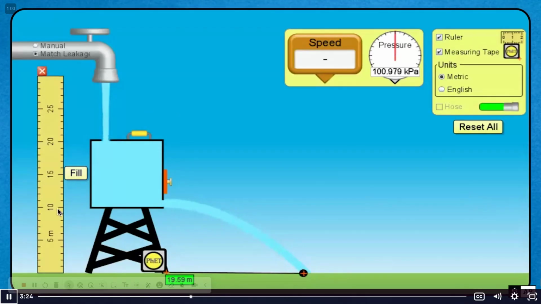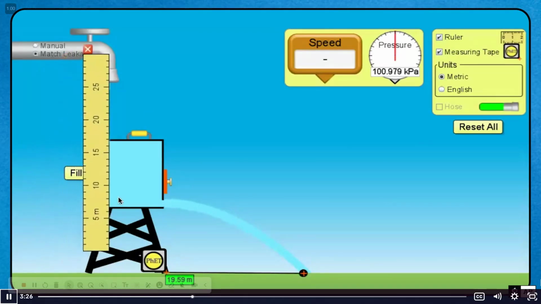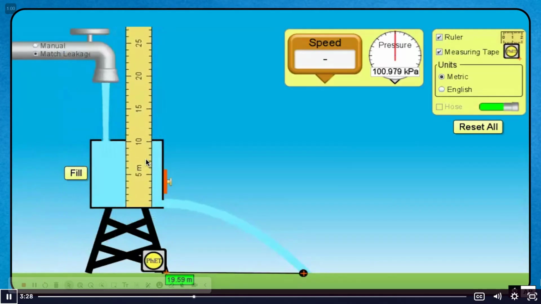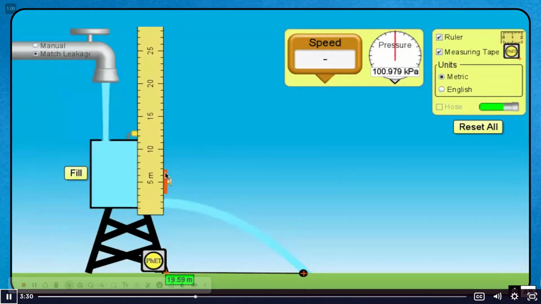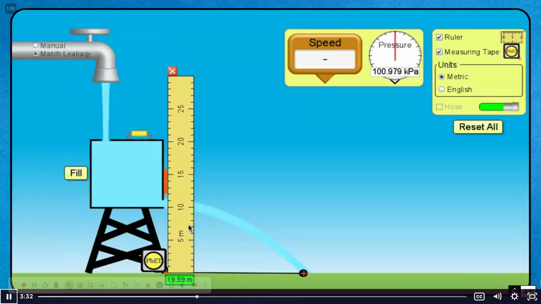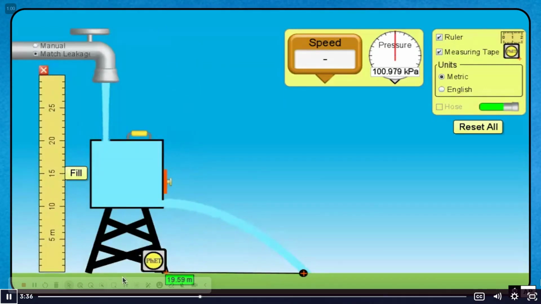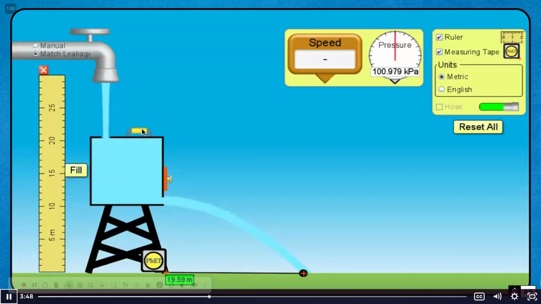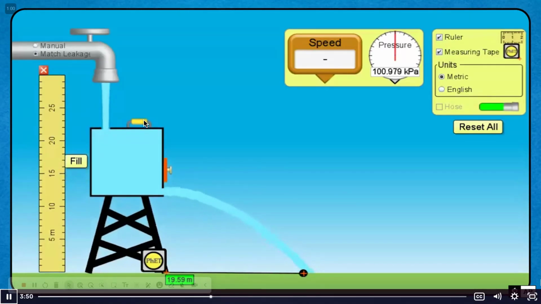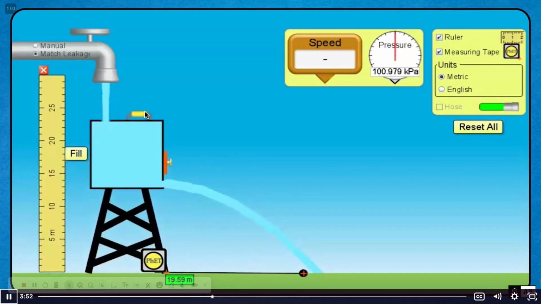In this water tower has a fluid depth of about 10 meters. And you notice that the hole is about 10 meters up off the ground with the ruler. And the range of the water is about 19.59 meters. What can I do to change the range? Well, one thing I know I can do to change the range is I can change the vertical position. As I change the vertical position, you notice the range increases.